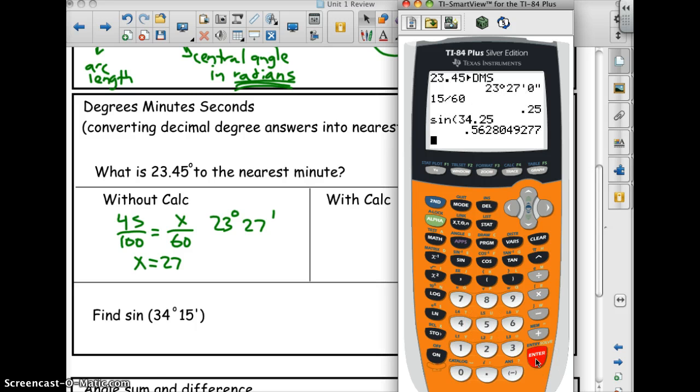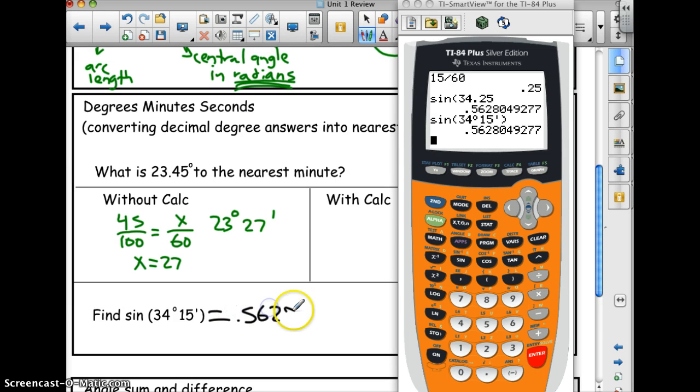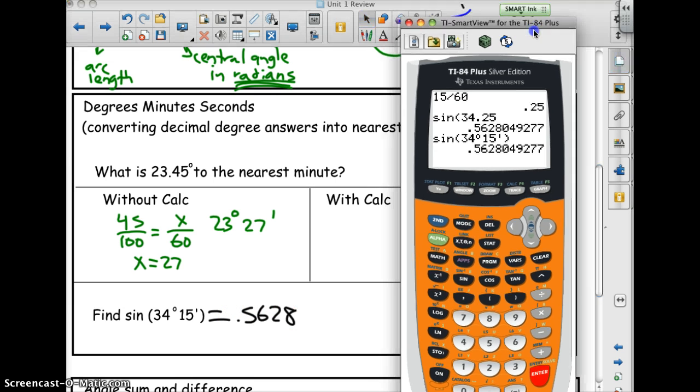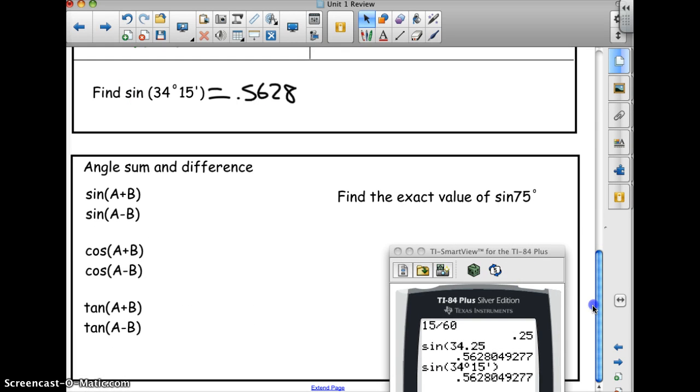Or you can put these in using the angle menu. Sine 34. And then if you go under the angle again, there's a degree there, so it's 34 degrees. And then I can put in 15. And I go back to my angle menu here, and there's my minute symbol. Close the parenthesis, and you're going to see it gives me the same answer. So it is 0.5628. Either way, either use the second angle or change it to a decimal and do it that way.